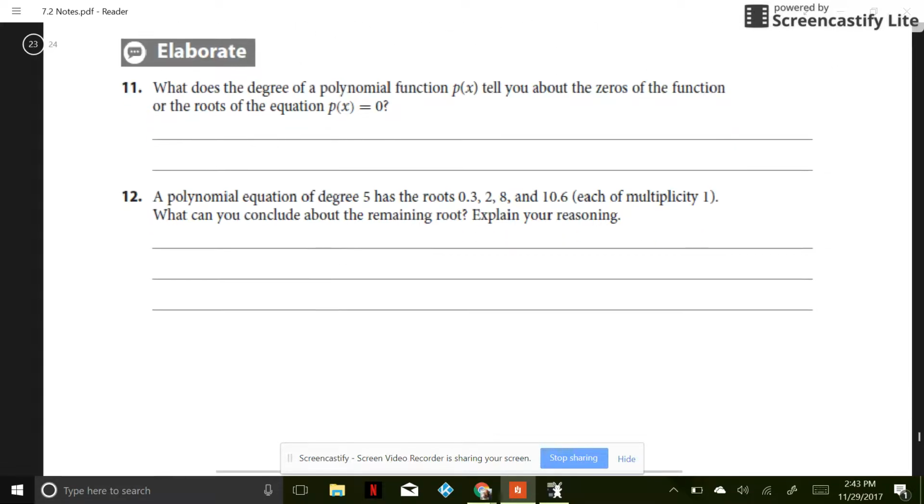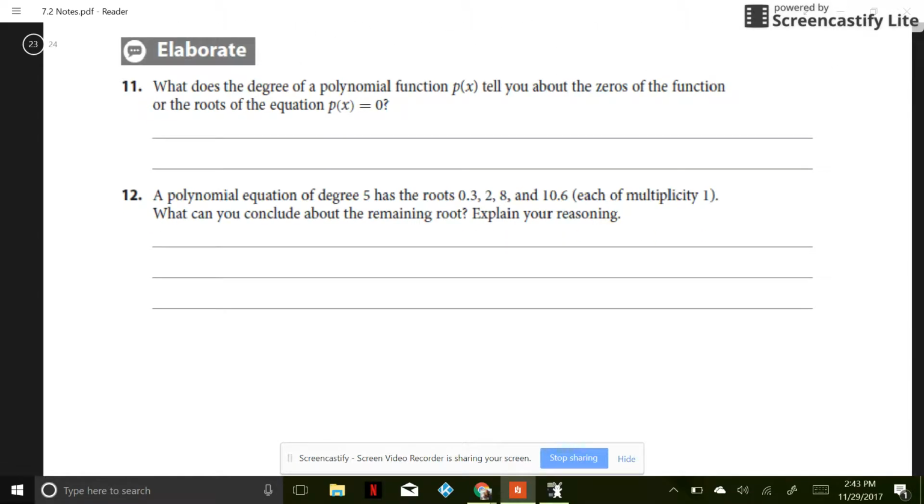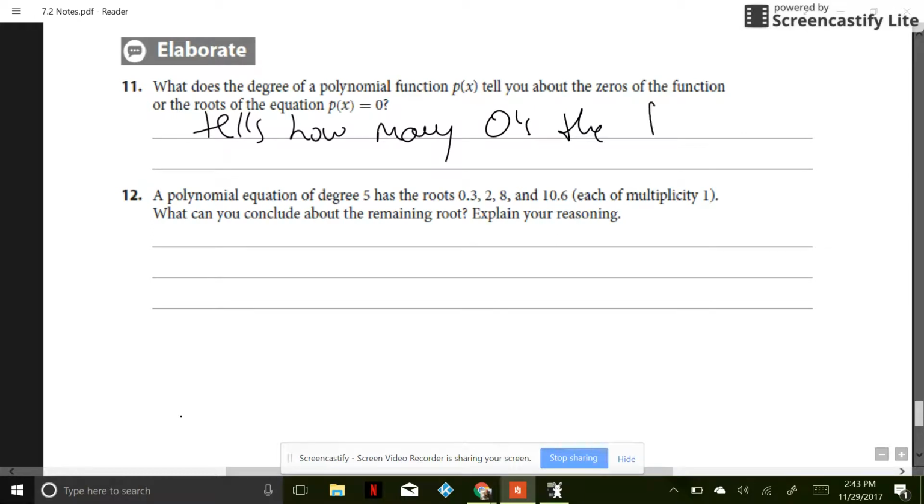All right, so finishing up, a couple quick thoughts here. What does the degree of the polynomial function tell you about the zeros? It tells how many zeros there are going to be. So it tells how many zeros the function has.